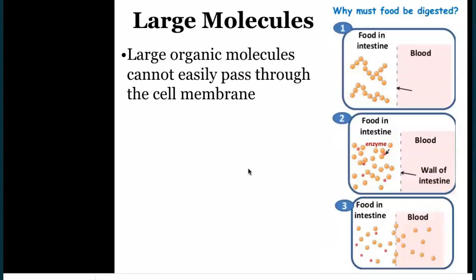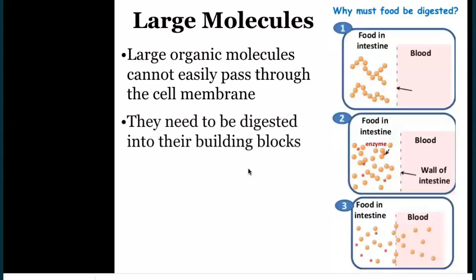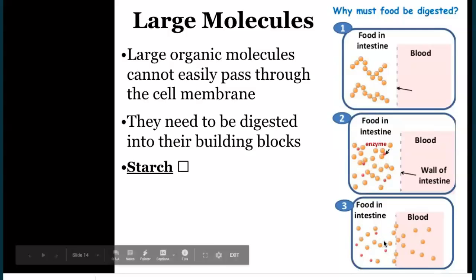But like the starch from my potato is way too big. So how am I going to get that starch through my cell membrane? I'm going to have to break it down. So again, remembering earlier chapters, I'm going to hydrolyze that starch into smaller substances using an enzyme until those macromolecules are small enough that they could pass through.